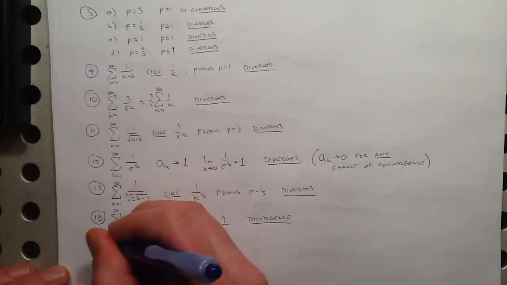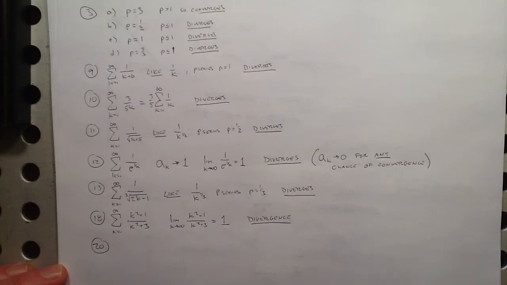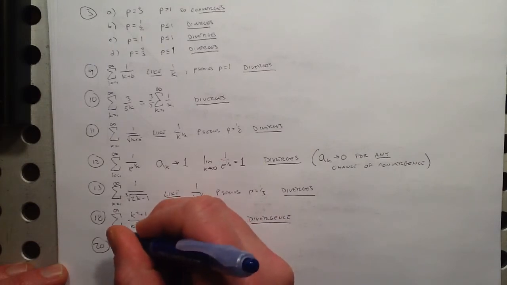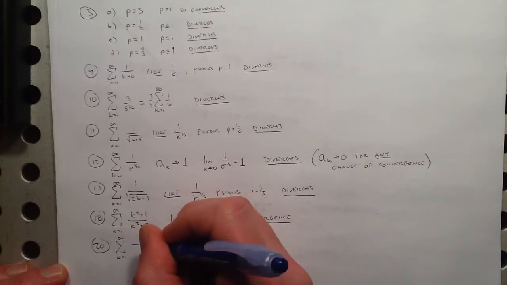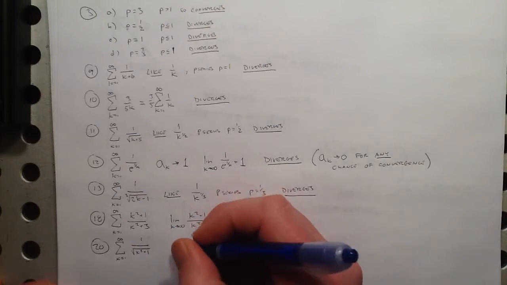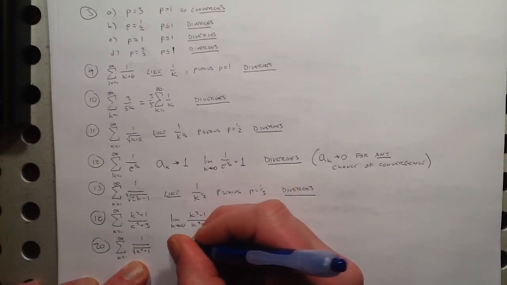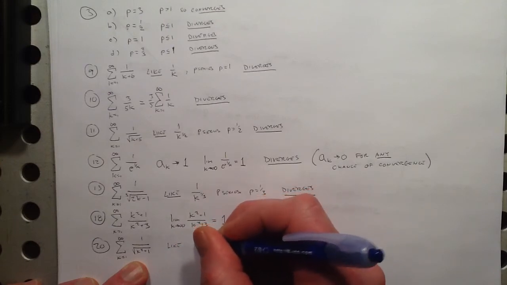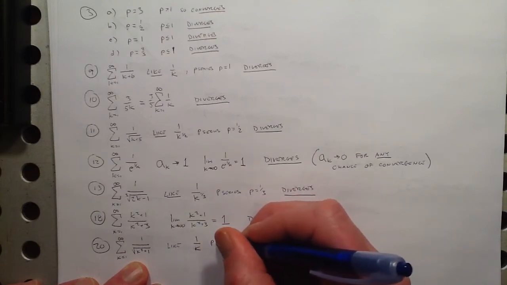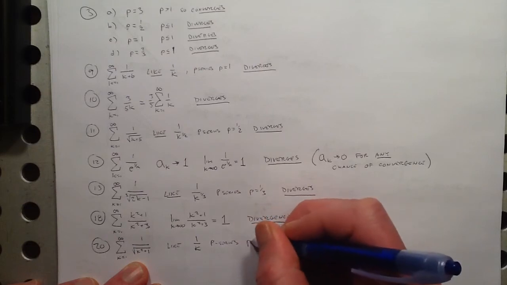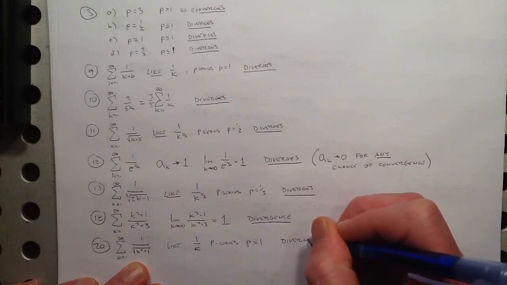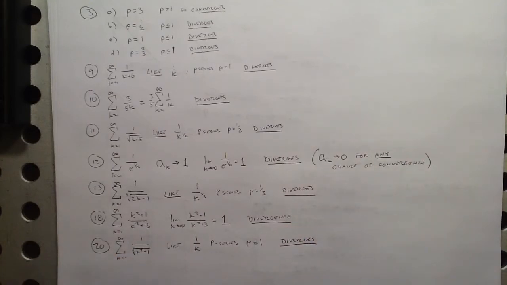That makes sense too. And then last, we have 1 over the square root of k squared plus 1. And here, that's going to behave like a p-series with 1 over the square root of k squared. It's like 1 over k. And that's a p-series with a p of 1. That's the harmonic series with a p of 1. And that diverges. So, a lot of divergence there.